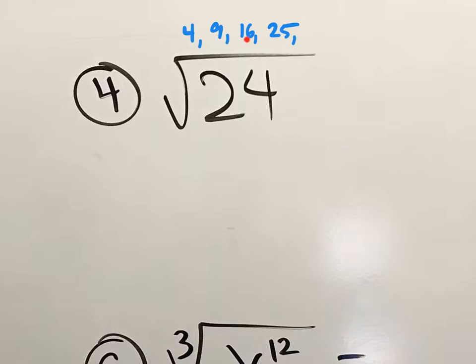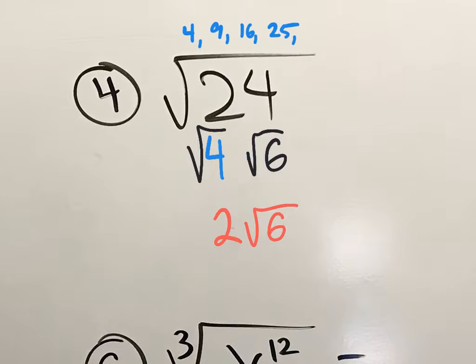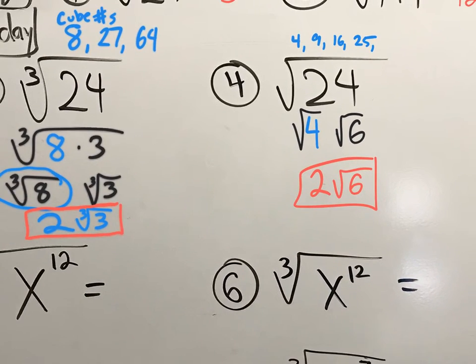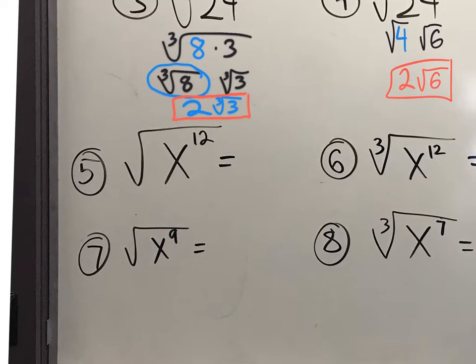9 times something won't work, 16 times something won't work, so you're going to have to use the 4 times 6. Okay, so 4 is a perfect square number. I'm going to split the square root. That way, the square root of 4 gives us the nice number 2, and the square root of 6, so you just bring it down, you're done. Let's move on to some easier ones, like number 5.